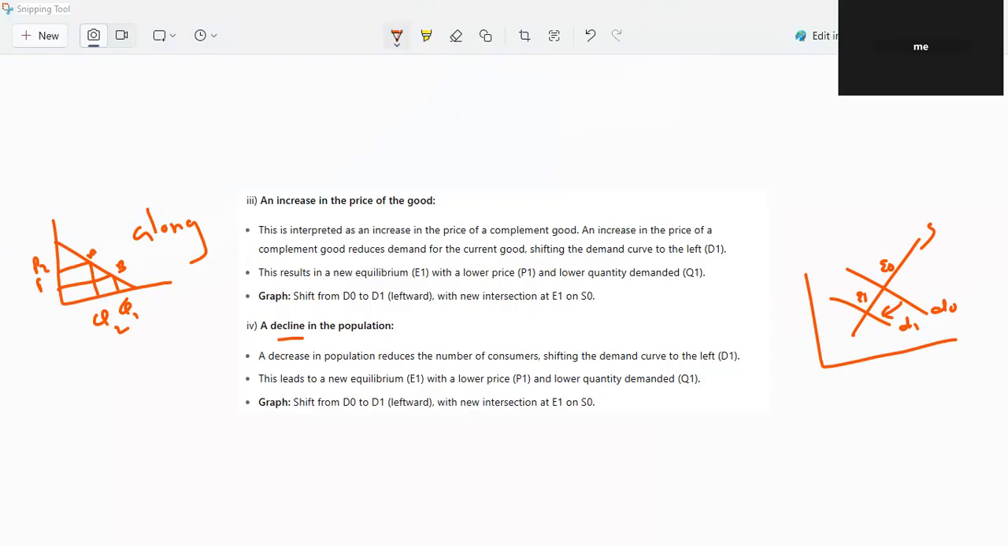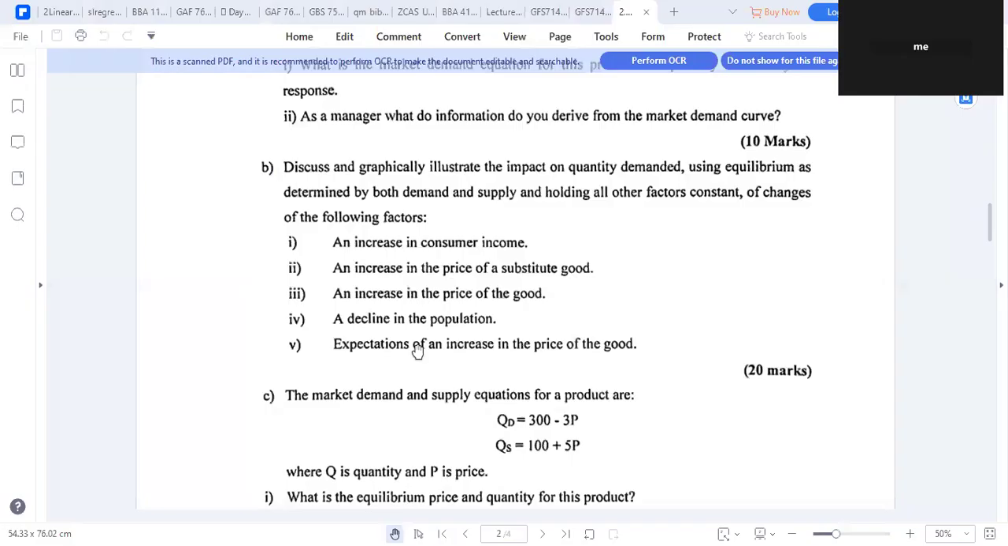Now, what happens lastly if there's an increase in the expectations of the price of fuel? Can somebody try on that one? If the expectations increase, what do you think will happen to the demand? Will there be a shift to the left or to the right?